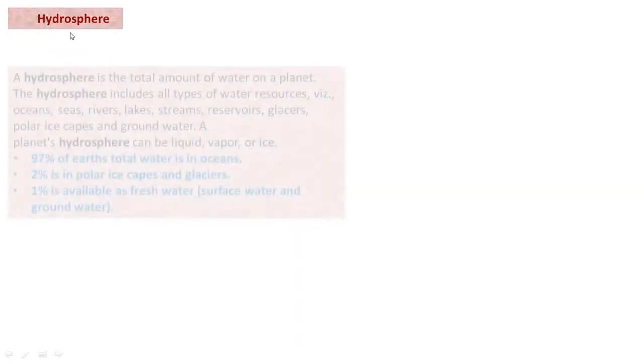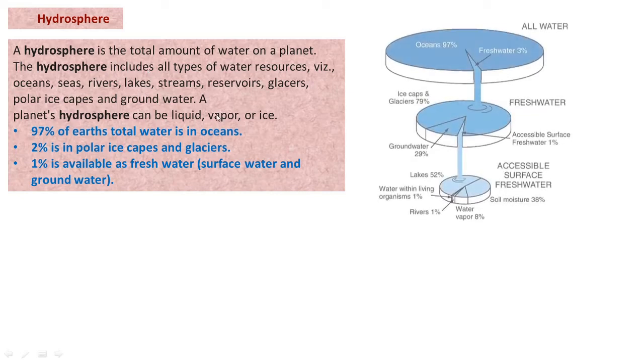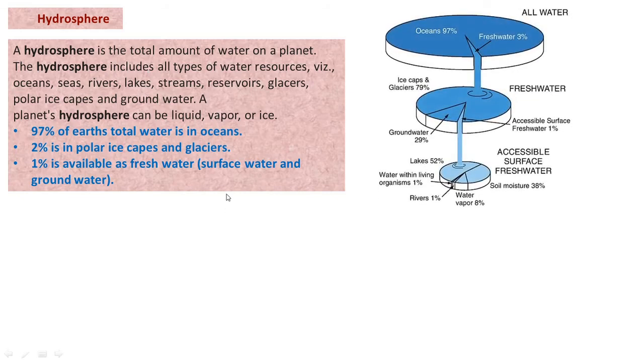Now next is the hydrosphere. Hydrosphere is the total amount of water on the planet. This water is distributed mainly in three parts. The first part, 97% of the water on the earth, is in the oceans. Then 2% is in polar caps or glaciers, and only 1% is fresh water, which is also called surface water and groundwater.